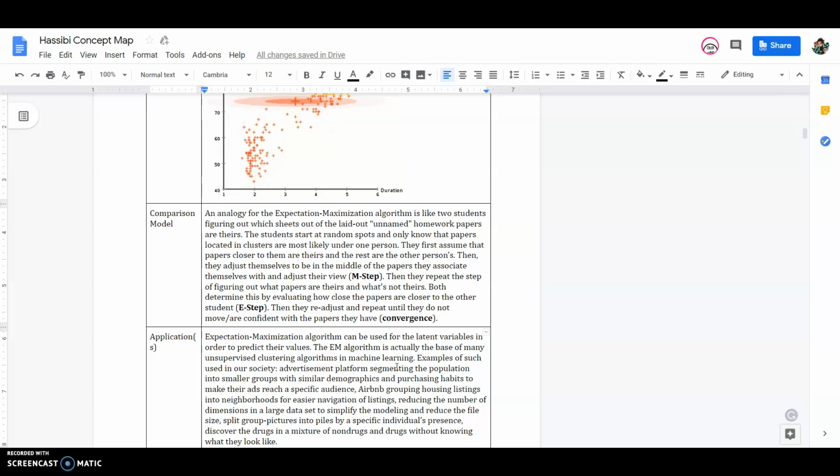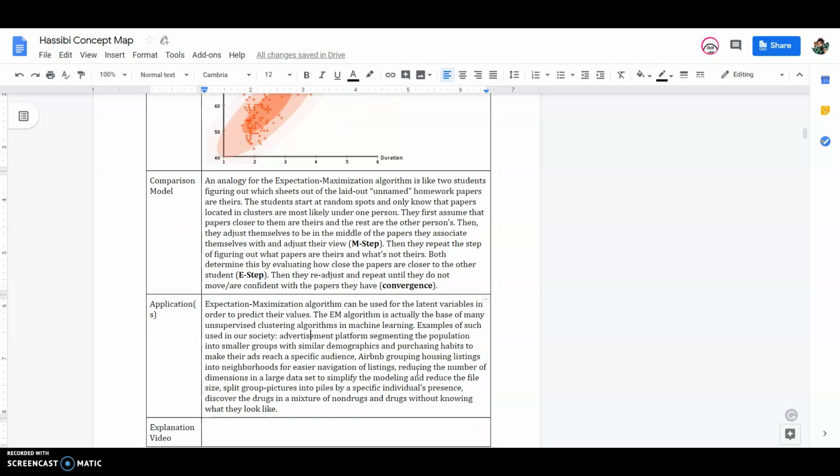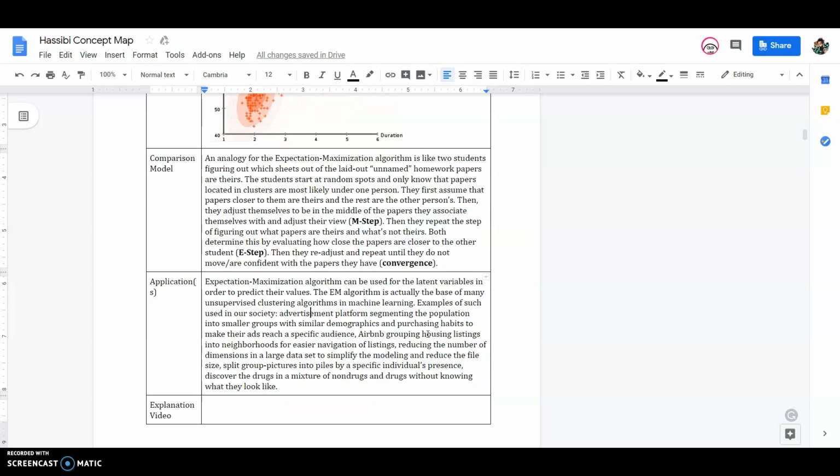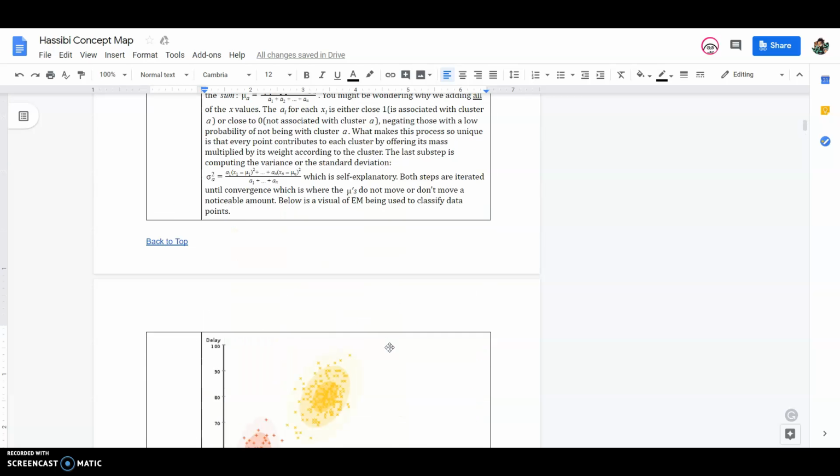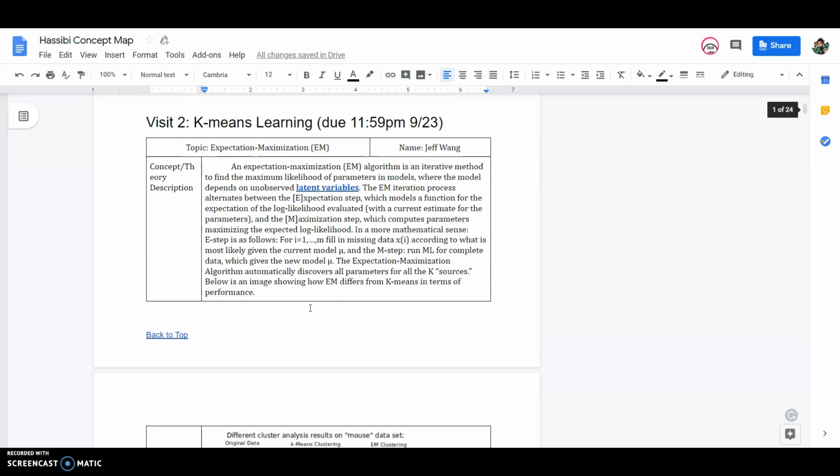And examples of such are used in our societies. A, advertising platforms segmenting the population into smaller groups with similar demographics and purchasing habits to make their ads reach a specific audience. So yeah, it's just more effective ads. And B, grouping house listings into neighborhoods for easier navigation of listings. So these are just some examples of the EM algorithm showing off its talent in the real world.